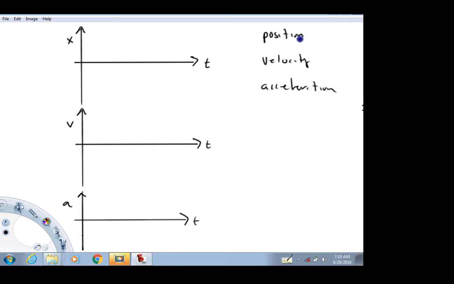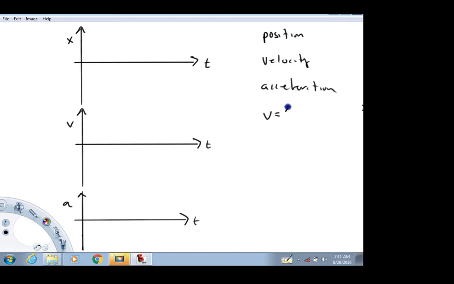So the position of an object tells, just like its name implies, where it's at. Usually in physics, we use a set of coordinates to do that, maybe x and y, or in a one-dimensional problem, maybe just x. So in this example, this x is representing the position of some particle with respect to some coordinate system.